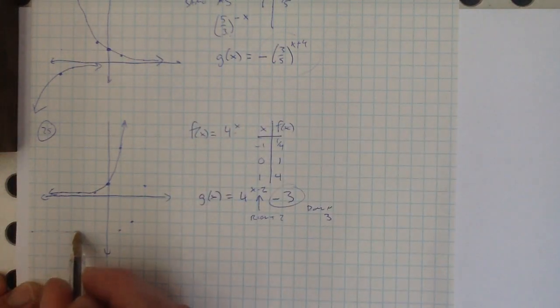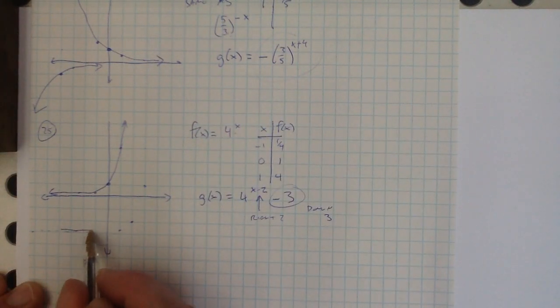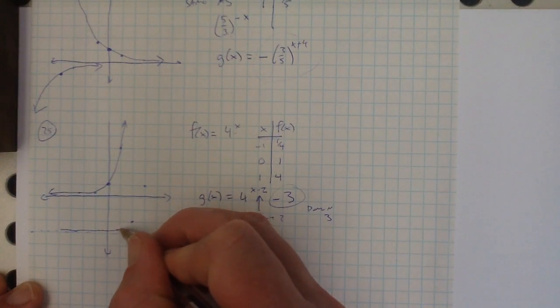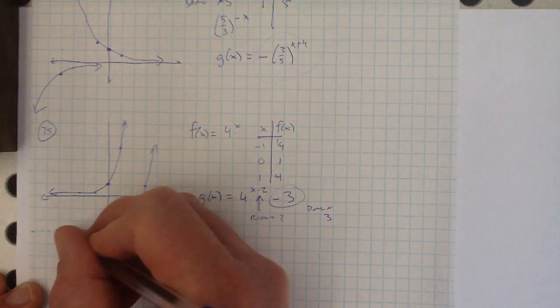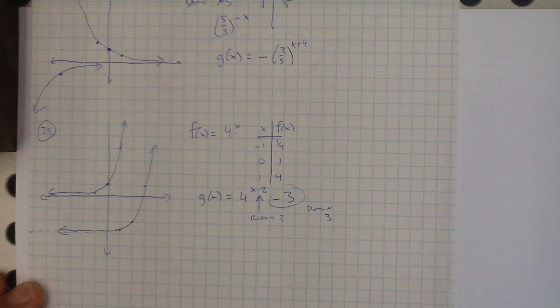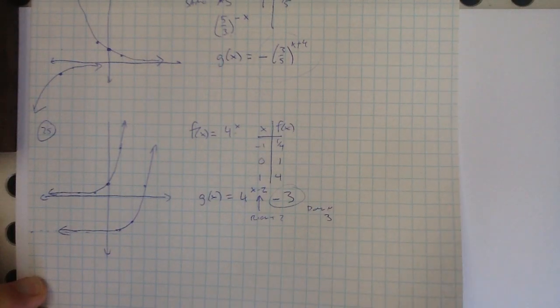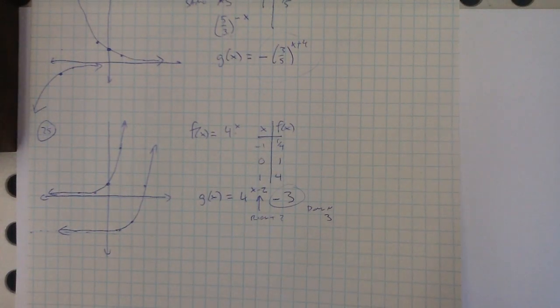And then I'm just going to put a dotted line in here because that's where the horizontal asymptote is. And there we have it. So there's my graphs for 21 through 25. Next set, got 29 through 32.